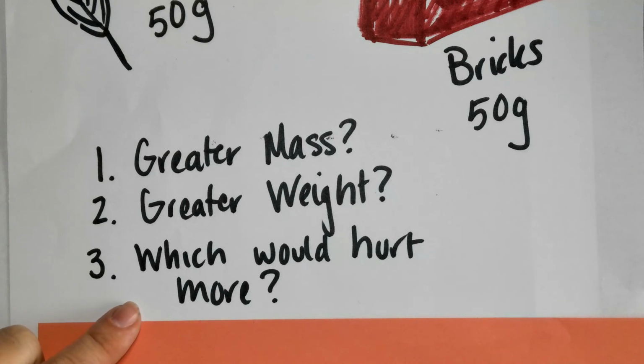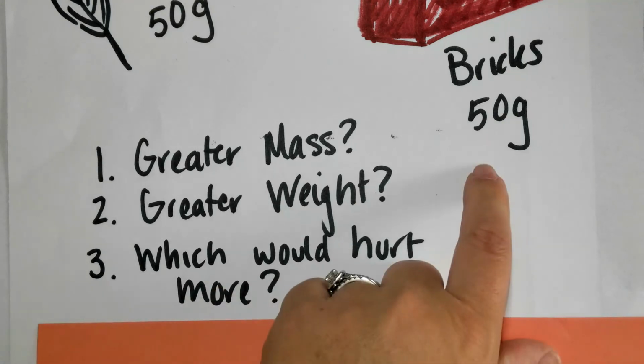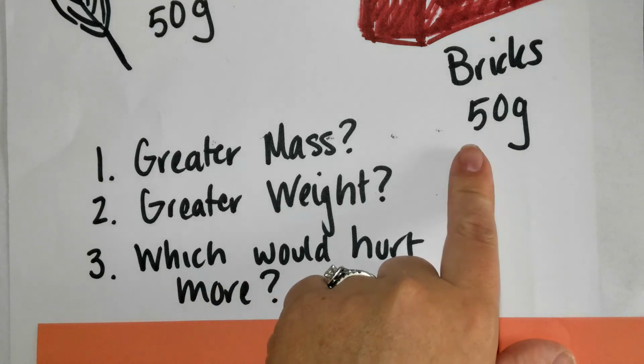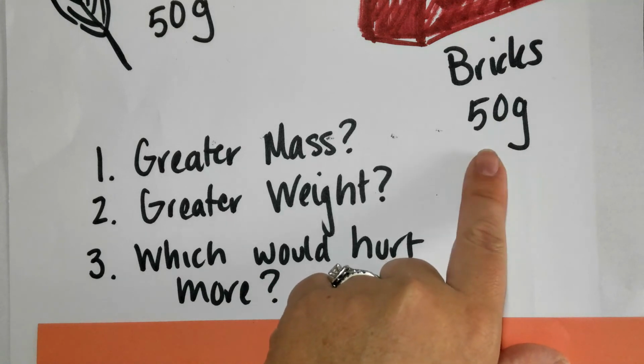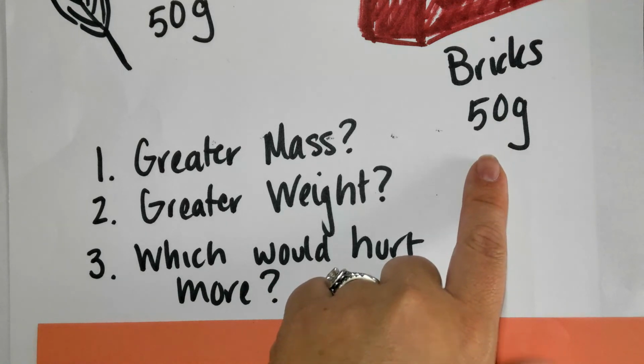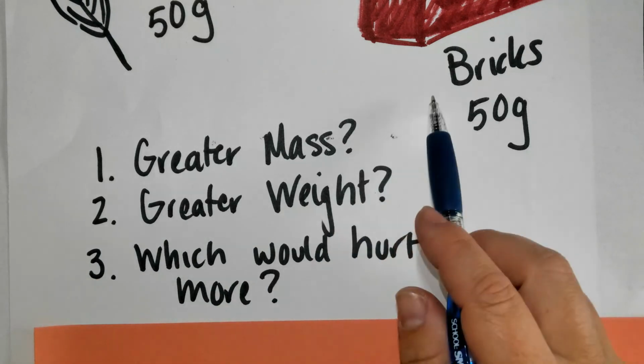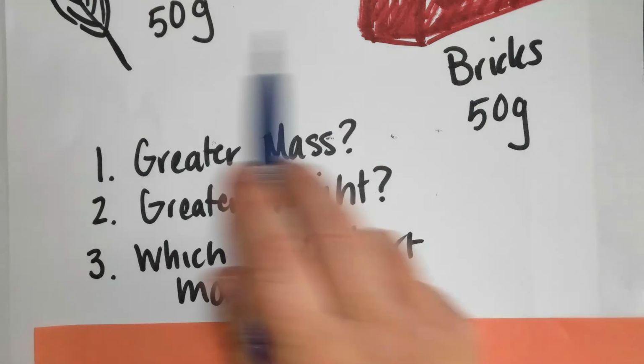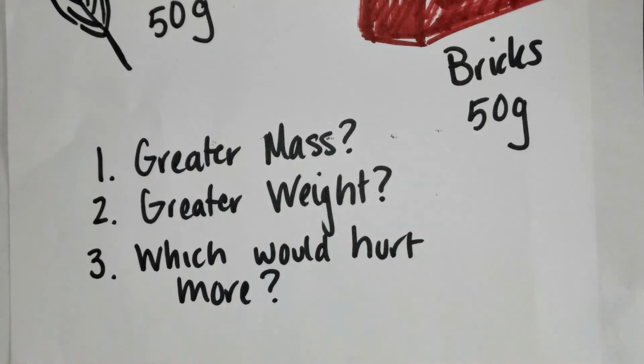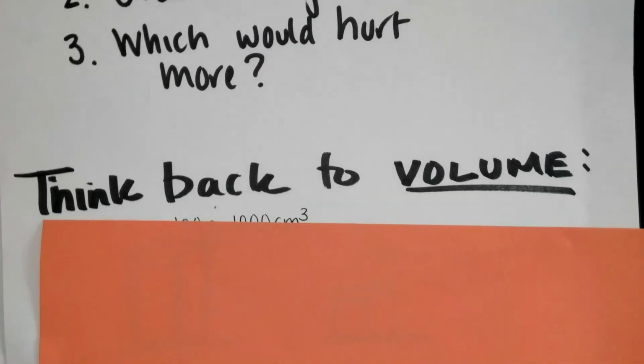Which of these objects would hurt more? If someone hit you with a bag of 50 grams of feathers and a bag of 50 grams of bricks, which one would hurt more? Hopefully you're saying the 50 grams of bricks, but can you support your answer as to why? Think about it for a second. Hopefully you're saying the bricks will hurt more because they're hard, the feathers are soft. And some people try to fight that opinion, and that's okay.